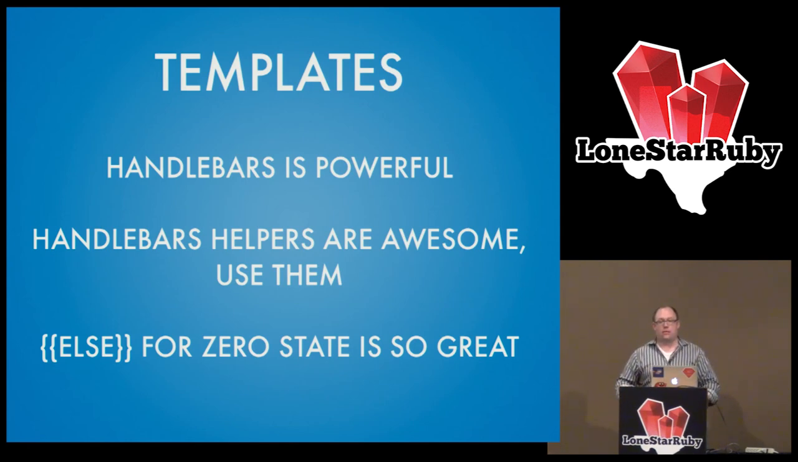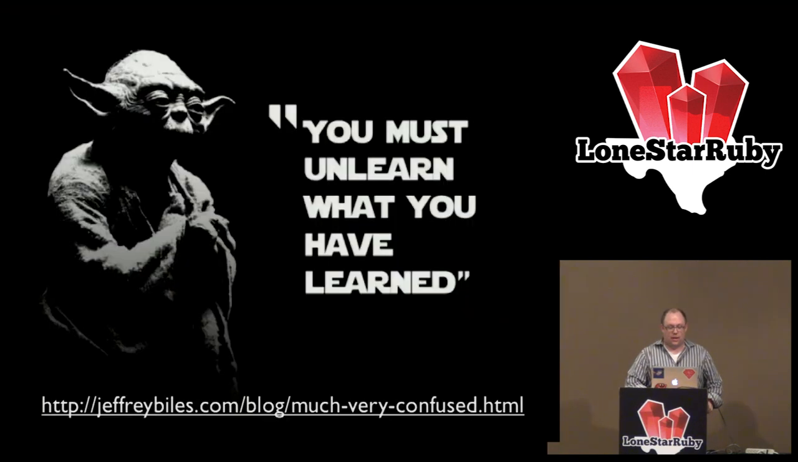I don't know if any of you have used Handlebars or any of its kissing cousins for Rails stuff, but it's actually pretty cool. Handlebars is really powerful. Mustache is very logicless and very militant about not putting any logic in your template. Handlebars is like its cooler cousin that's like, yeah, you can smoke, just go out back, it's fine. Just put it in a helper, and it has really cool little features like else for zero state.